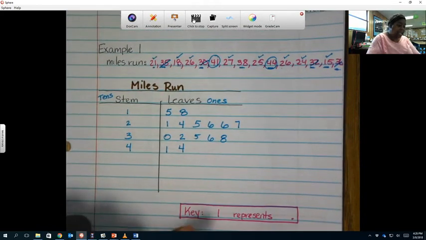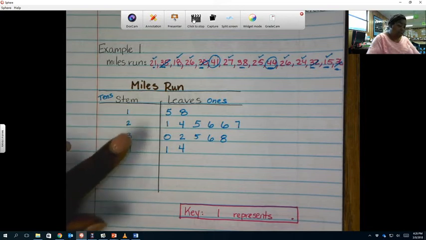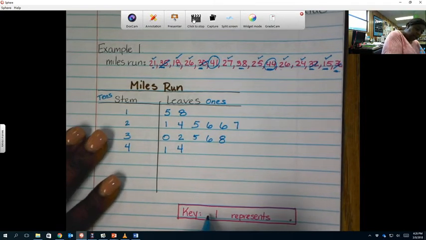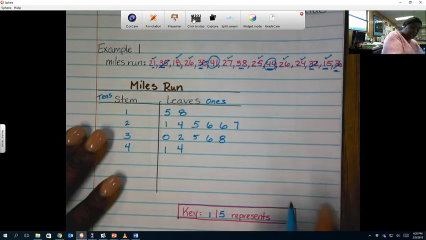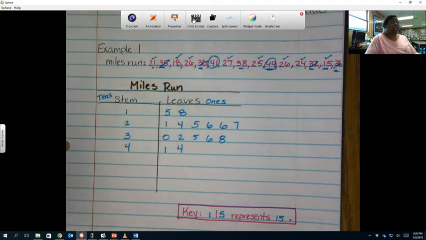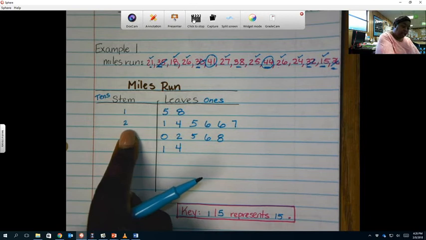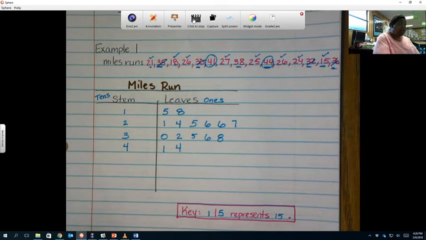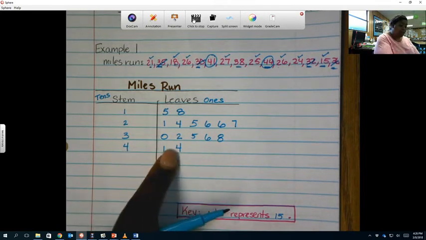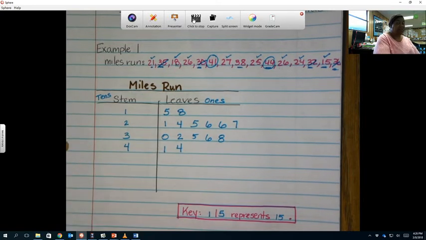A key shows me what these values mean. So when I have a 1 in the stem and a 5 in the leaf, that represents 15. Now, based on this, I can see that most frequently kids ran 26 miles because I have two 6s in my 2 stem. I can also tell that my highest number was 44 and my lowest number is 15.